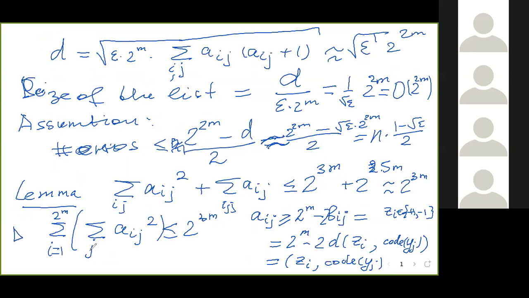So this sum, the second sum, is at most 2 to the m times 2 to the 1.5m, equal to 2 to the 2.5m. And so we obtain indeed the bound we claimed. So this is at most about 2 to the 3m, which implies all the good consequences.